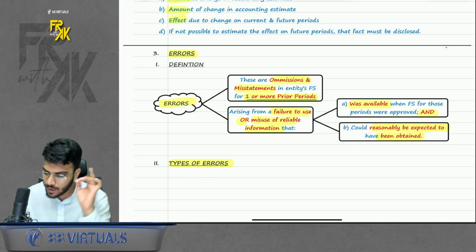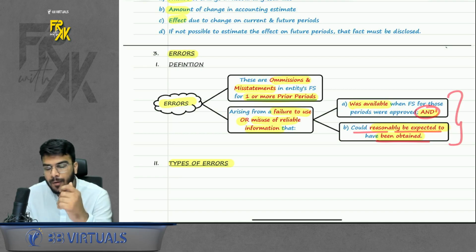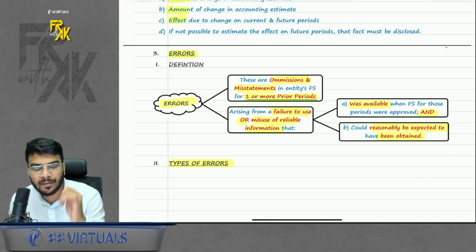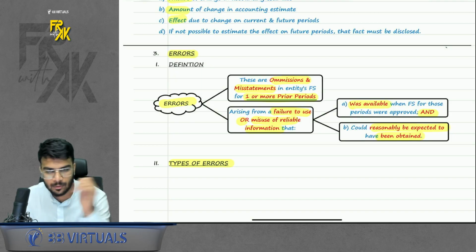Which information? Information which was available at that time and could reasonably be expected to have been obtained. So if you had made reasonable effort, you could have obtained that information. If you could have obtained it but did not, and you forgot to use it, that is an omission or error, you can say, right?